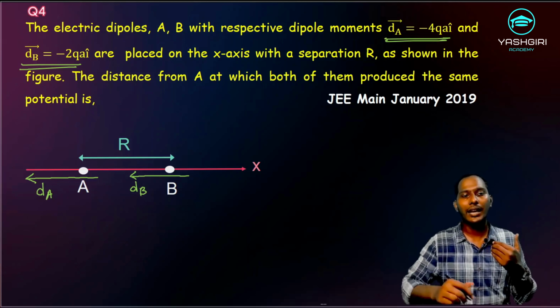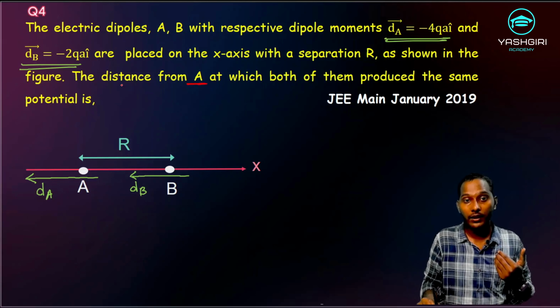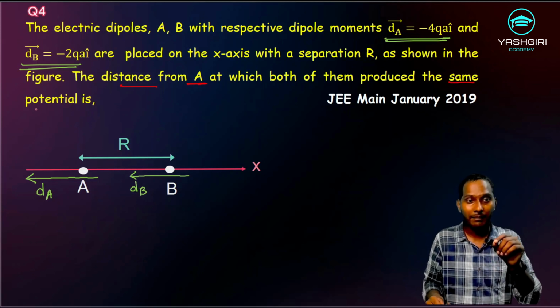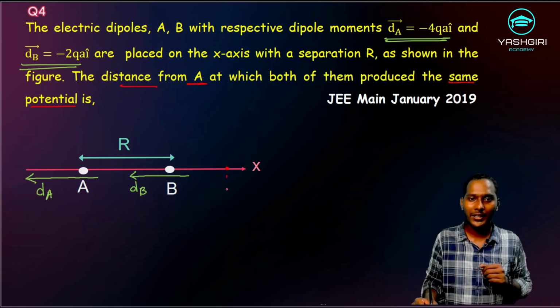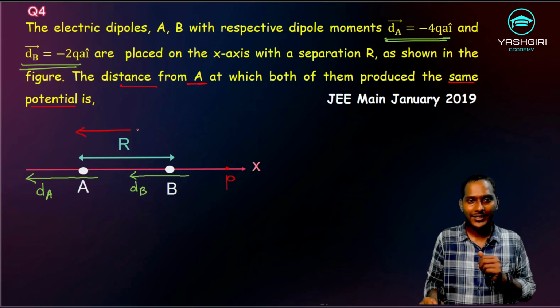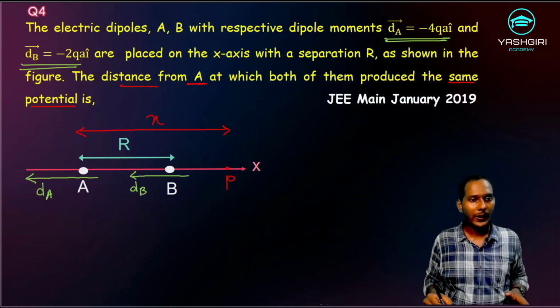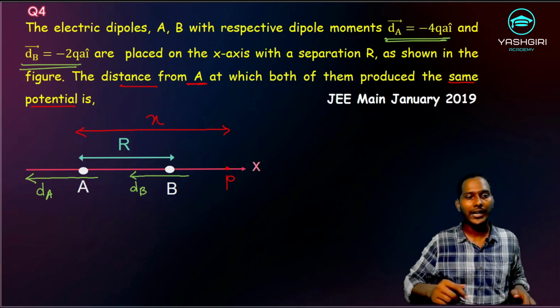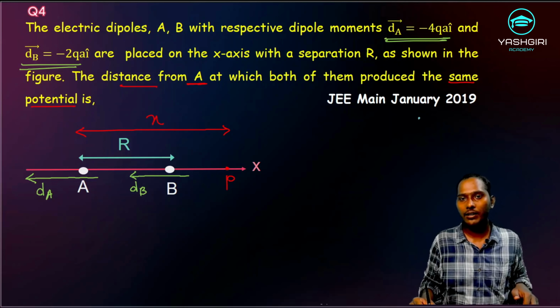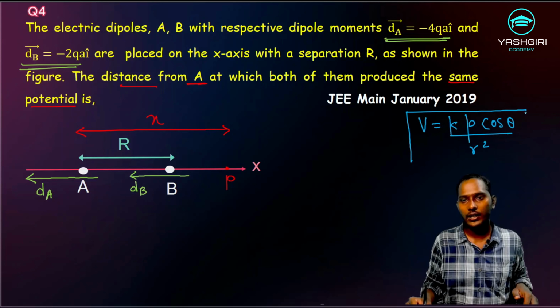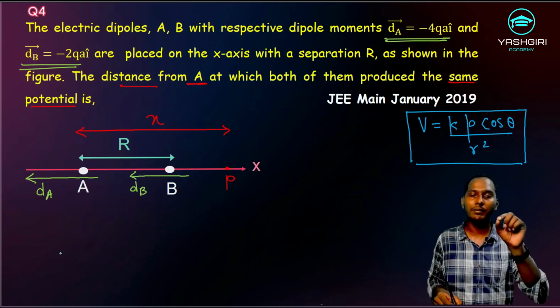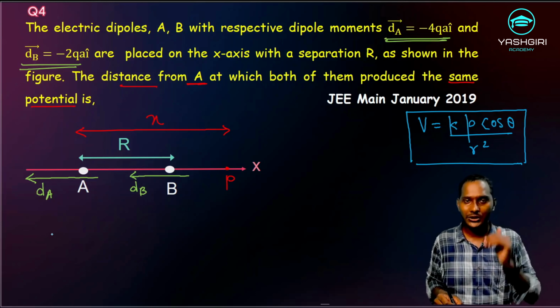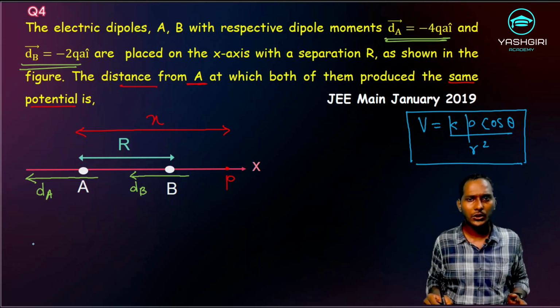Now students, what's the question here? We have to find the distance from A at which both of them produce the same potential. So I'll choose a point P on my x-axis, and let us say this point P is at some distance x from the electric dipole A. To solve this question, I know that the electric potential is nothing but k times the electric dipole moment times cos theta divided by r square. So I'll use this equation to find the electric potential due to dipole A and due to dipole B, and then equate them. So let us start doing it.